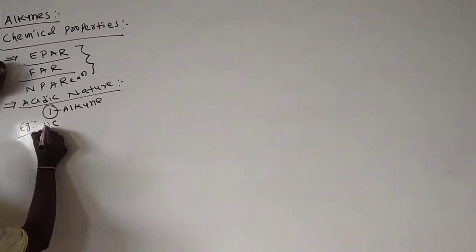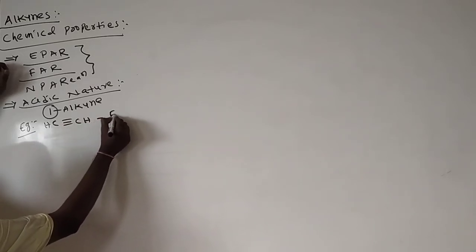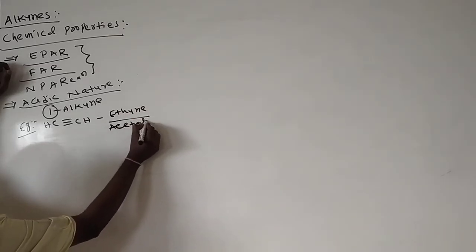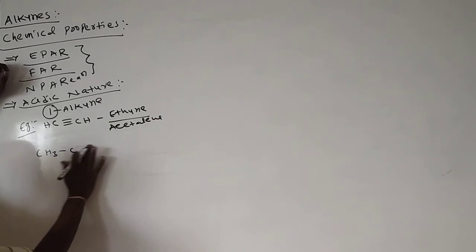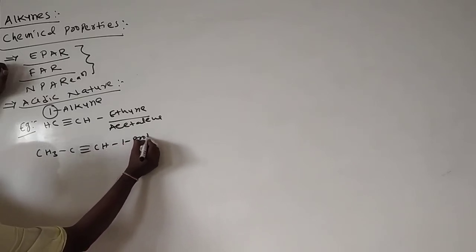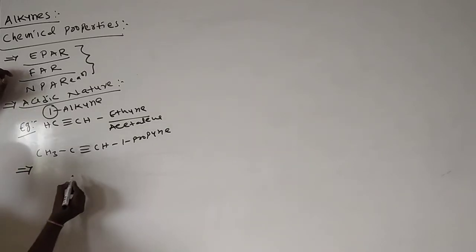Here, I am taking examples for 1-alkynes. This is a 1-alkyne, ethyl acetylene. Okay, C triple bond CH, this is also a 1-alkyne, 1-propyne. 1-butyne, 1-pentyne, 1-hexyne, all those are the best examples for 1-alkynes. 1-alkynes have acidic nature. Why do 1-alkynes have acidic nature? Here we will see the reason.